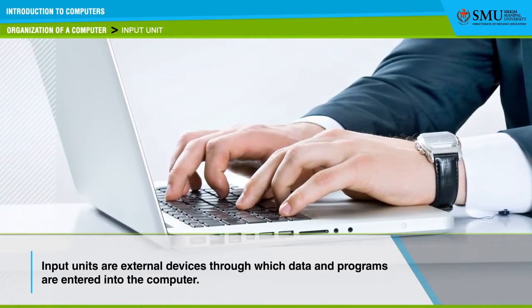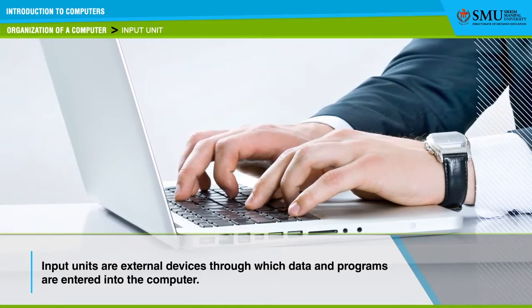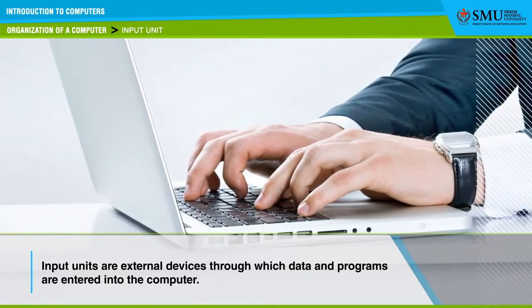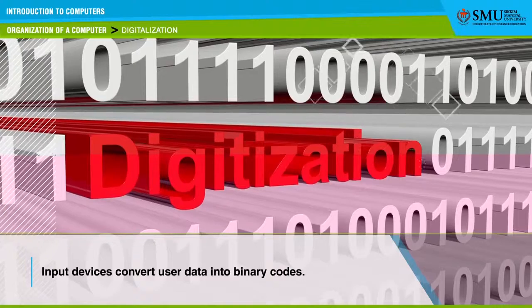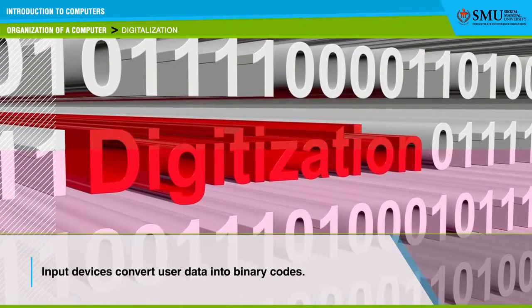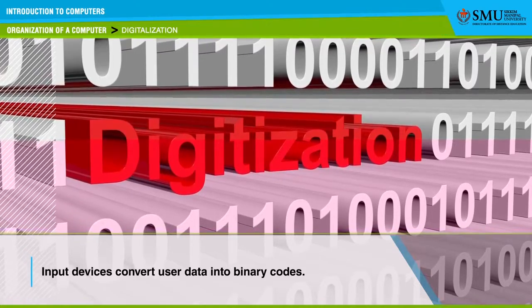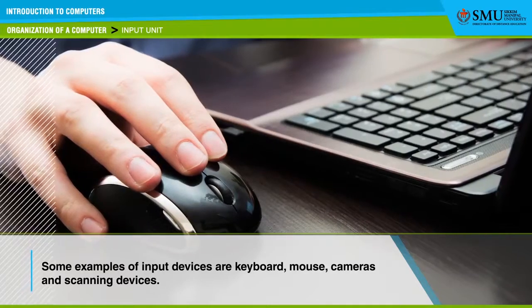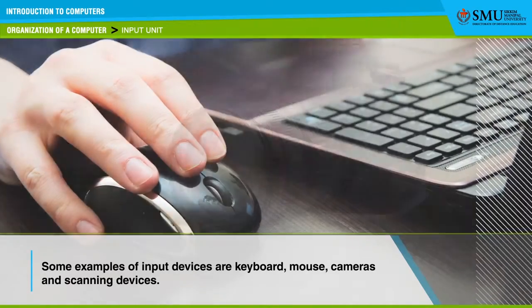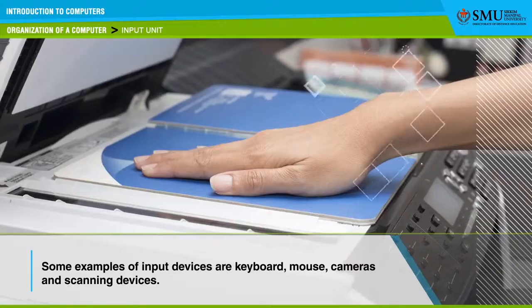Input units are external devices through which data and programs are entered into the computer. Input devices convert data from any convenient external format into binary codes that a computer can store and manipulate internally. Some examples of input devices are keyboard, mouse, cameras, and scanning devices.